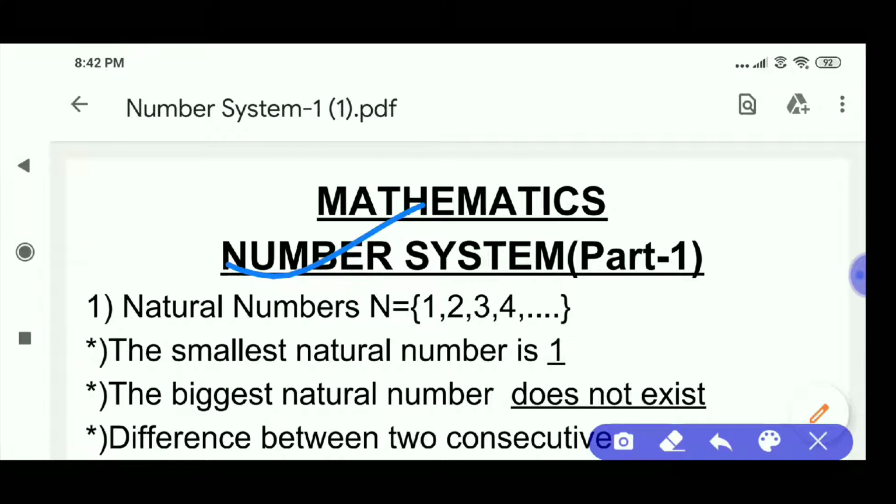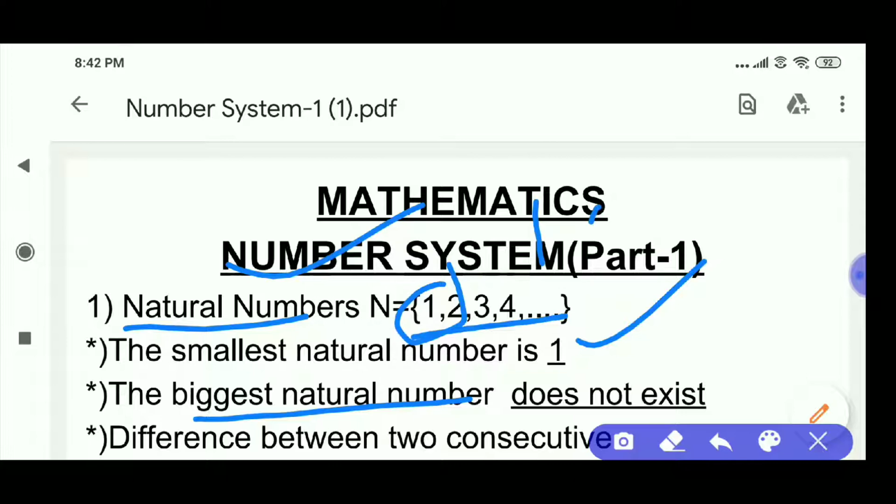How do we count? 1, 2, 3, 4, 5, and so on. So the counting numbers 1, 2, 3, 4, and so on are called natural numbers. What is the smallest natural number? Yes, it is 1. Now, what is the biggest natural number?